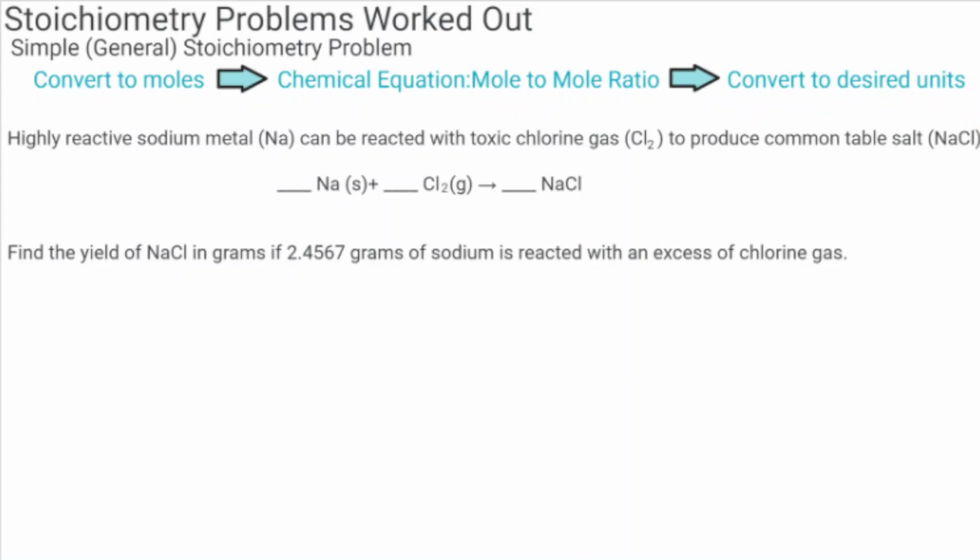So we're going to start off with a fairly general stoichiometry problem. So let's take a look at this. We have a highly reactive metal of sodium metal can be reacted with toxic chlorine gas to produce common table salt, NaCl. And we're given a formula of sodium plus chlorine gas yielding sodium chloride. So we have an unbalanced chemical equation here.